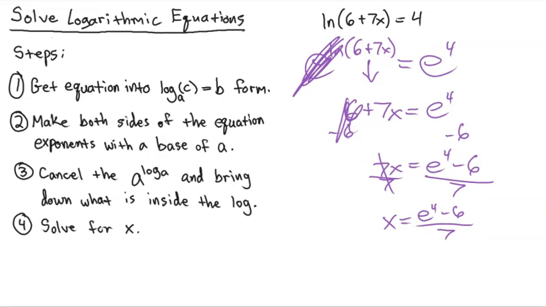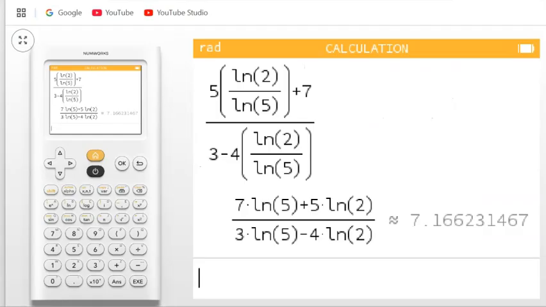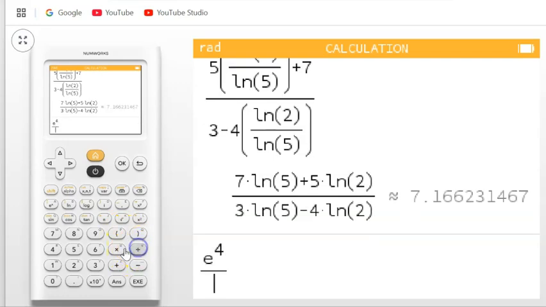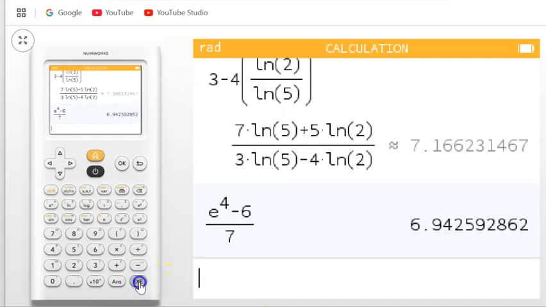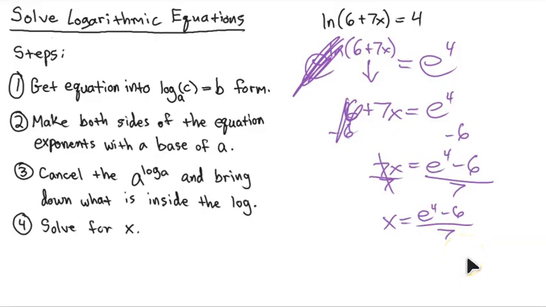which we can do in a calculator. So let's switch over to the calculator here. We're going to do e to the power of 4, and then divided by 7. I know what you're thinking, where's the minus 6? Well, I'm going to go back up and put it in. This calculator is a little weird like that. And so look, now we have e to the 4th power minus 6 divided by 7. We hit execute and we get 6.943. We're going to round this 2 up to a 3 because of the 5. So x equals 6.943.